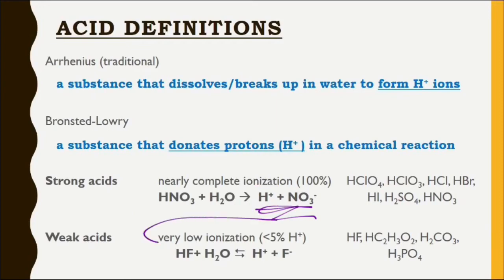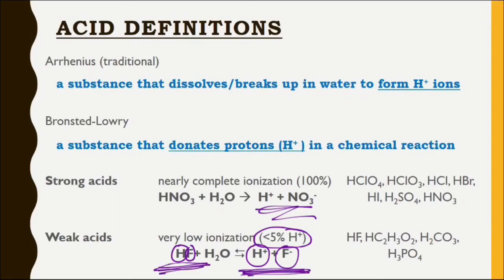Our weak acids generally have very low ionization. So our H and F that are starting together do break up some, but the bar that they set is saying, well, okay, a weak acid is going to only have 5% or less breaking up and ionizing. So 5% of our acid is going to exist as ions. The other 95% is going to exist as our original molecule with the H and the F still stuck together.